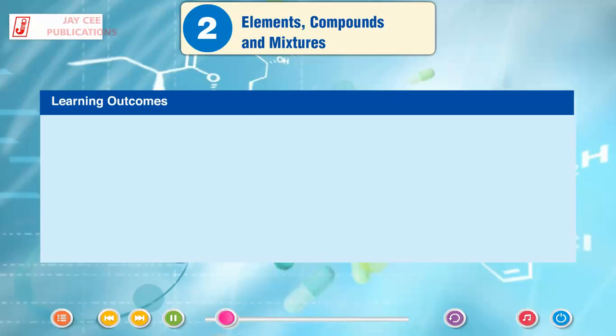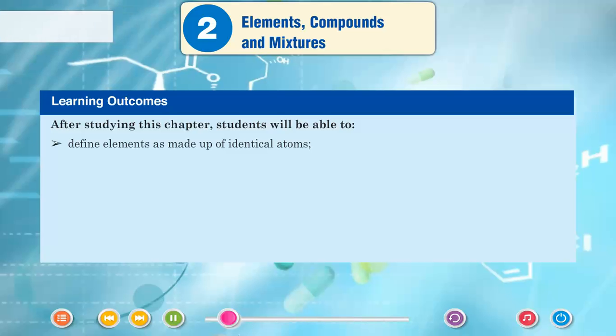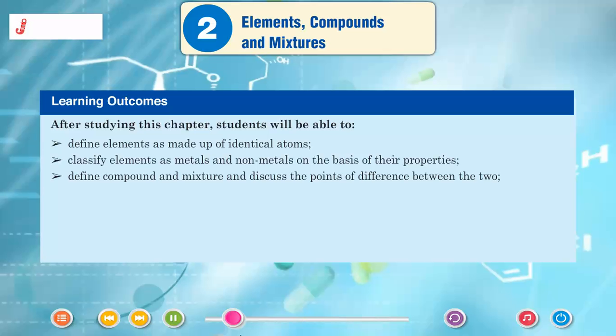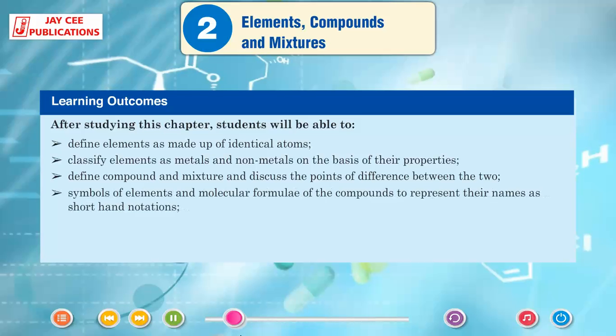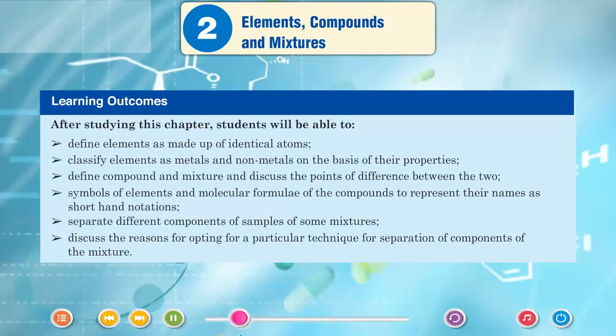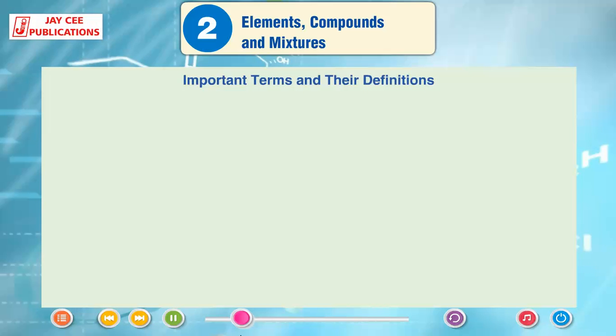Learning outcomes. After studying this chapter, students will be able to define elements as made up of identical atoms; classify elements as metals and non-metals on the basis of their properties; define compound and mixture and discuss the points of difference between the two; use symbols of elements and molecular formulae of compounds to represent their names as shorthand notations; separate different components of samples of some mixtures; and discuss the reasons for opting for a particular technique for separation of components of the mixture. Important terms and their definitions.